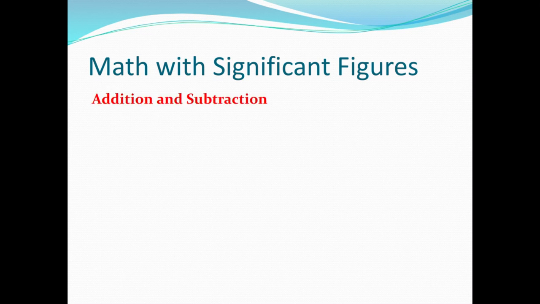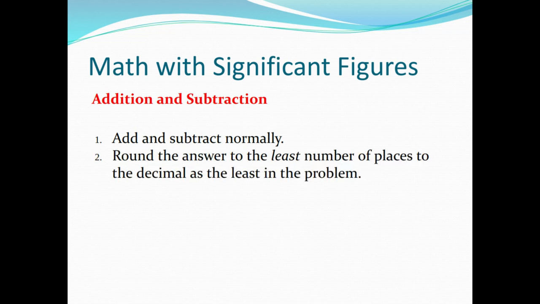When we are adding or subtracting two or three or however many numbers with significant figures, we need to know how to find our answer correctly. So the first thing you're going to do is add and subtract normally. Then you're going to take your answer and round it to the least number of places in decimal form. So I want to look at how many decimals were in my problem. The least number in my problem is the least number in my answer.